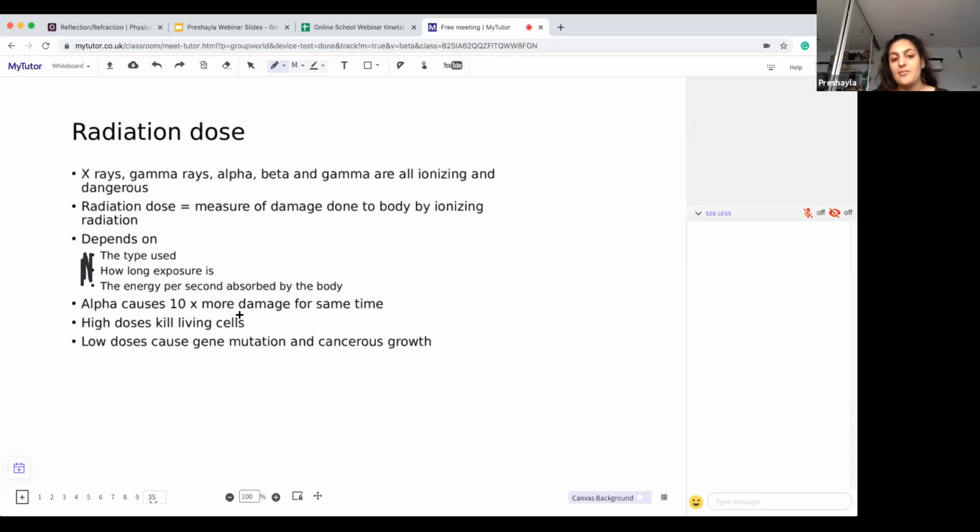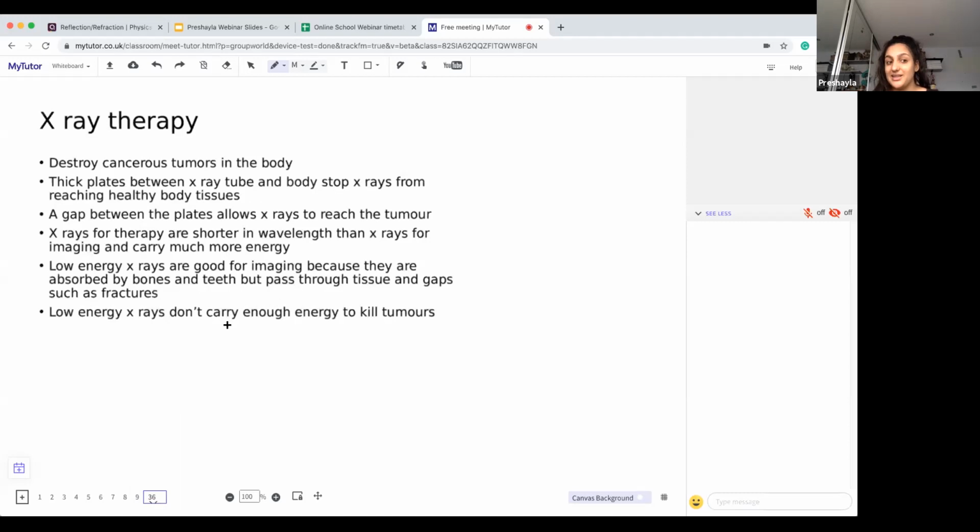Now, alpha causes 10 times more damage for the same time. So we can see that the type of radiation that we use really matters. High doses kill living cells and low doses cause cancer. Okay, so low doses cause cancer, but high doses can kill cancer.